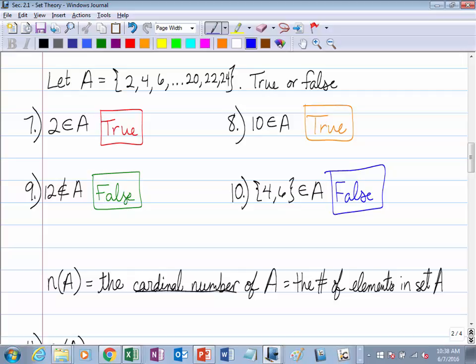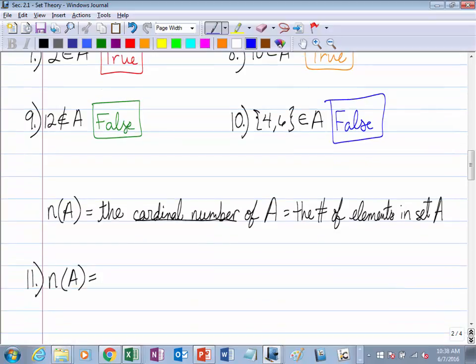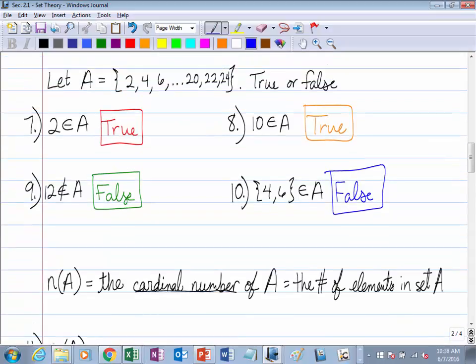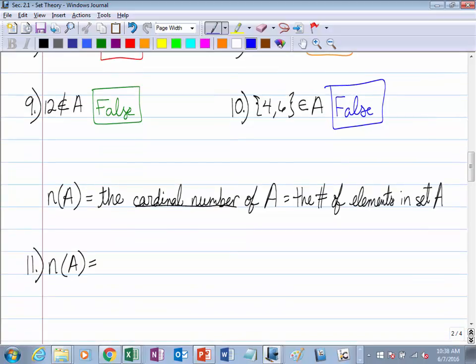Alright, so the cardinal number of A is the number of elements that are in A, as represented like n of A. So in this case, let's see. We've got the even numbers from 2 to 24. So I think basically it should be 12 total elements. Like if you did 24 minus 2 divided by 2. Oh wait, sorry, that'd be 11.